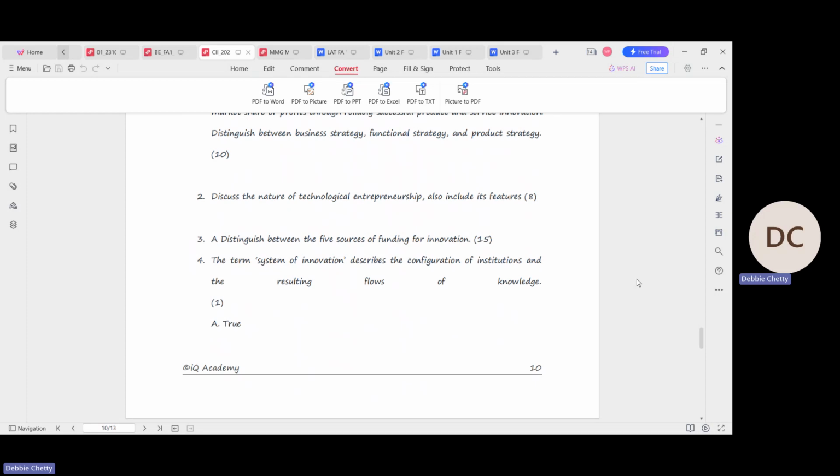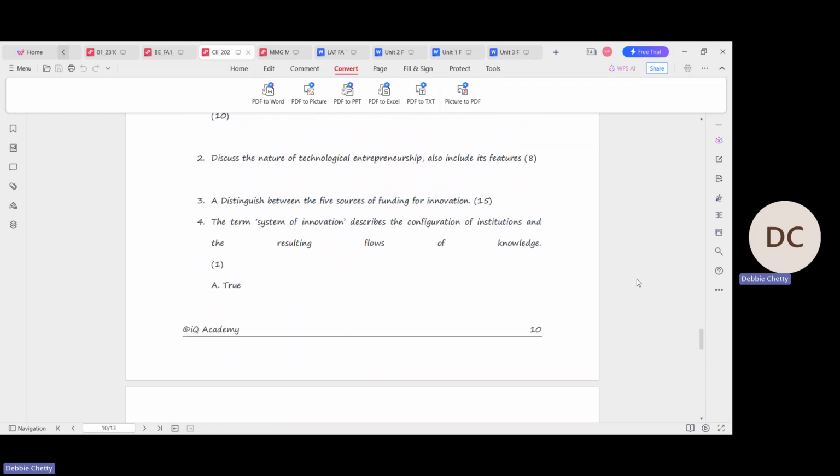Question 3 is: distinguish between 5 sources of funding for innovation. This is a 15-mark question. If it's saying 5 sources, you're going to list what the sources are and explain each of these 5 sources for 15 marks. So list 5, and under each one, explain each of these sources of funding for innovation. Where does innovation get its sources of funding from?